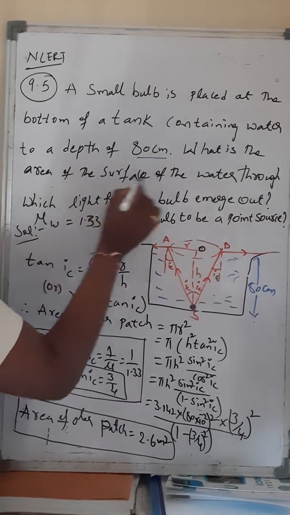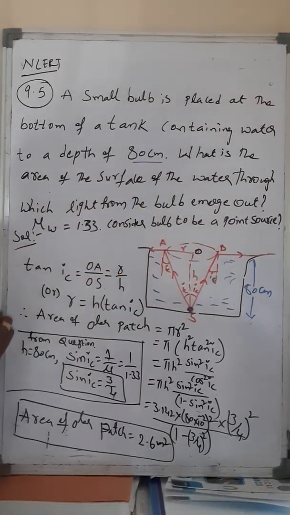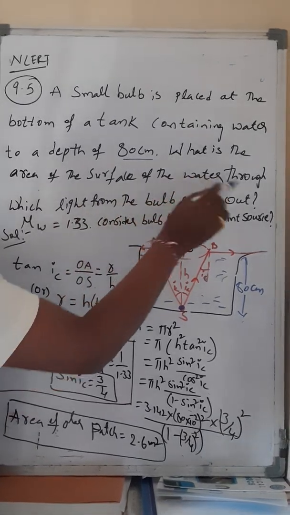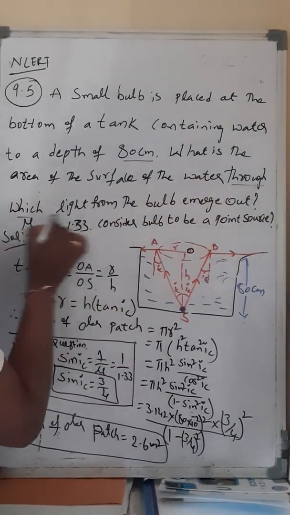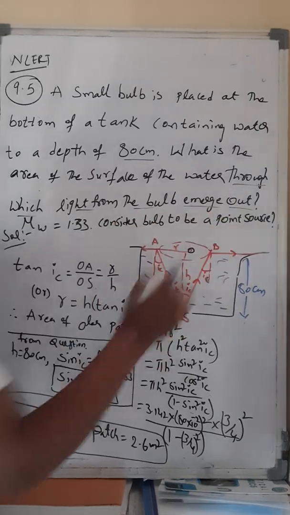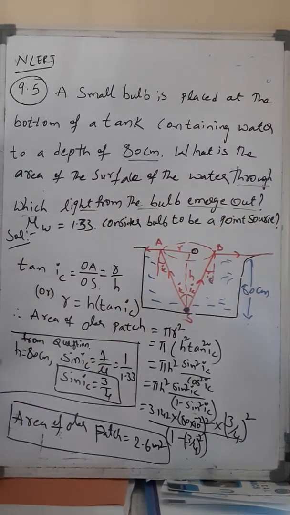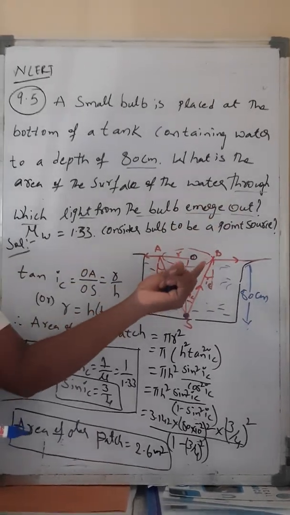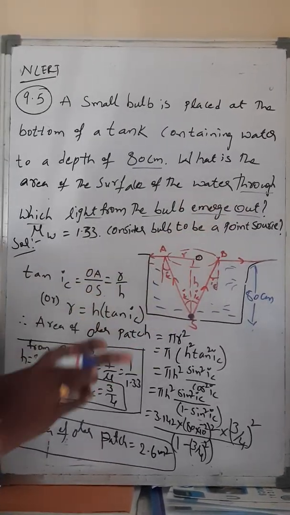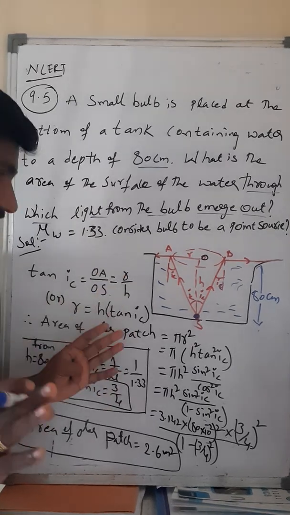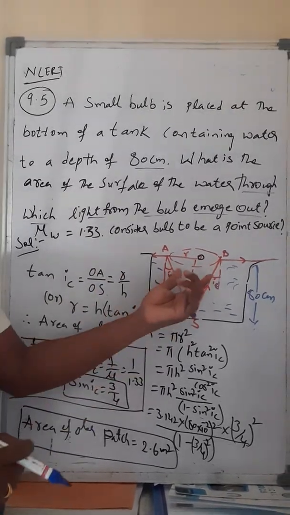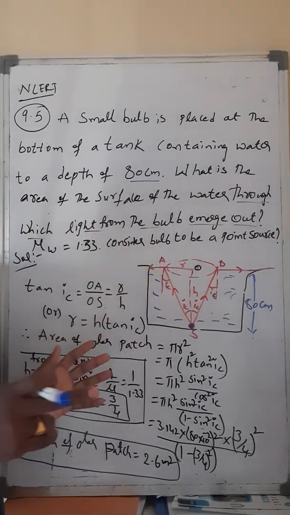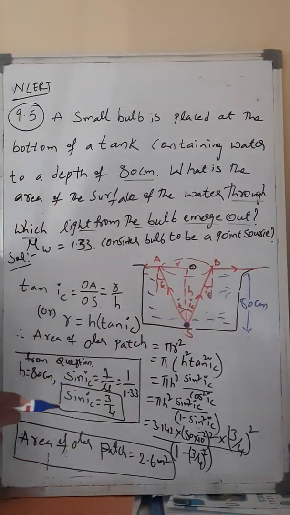What is the area of the surface of the water through which light from the bulb emerges out? Through which area of the water surface does the light emerge out? Whenever we see this question, it looks different. How can we find the area? Area means the total container area will come, no.